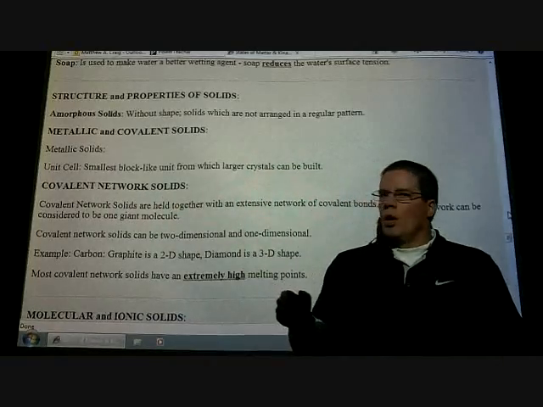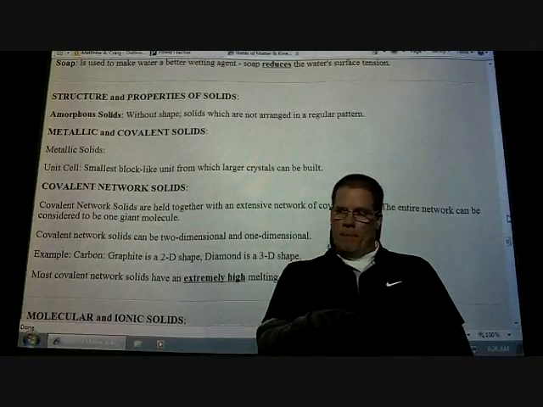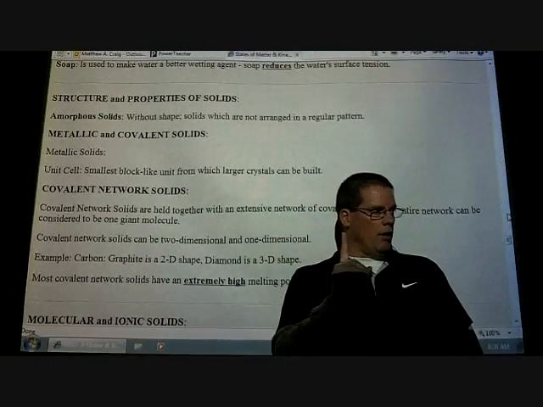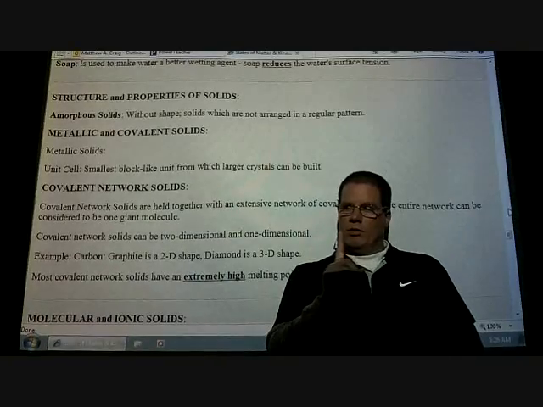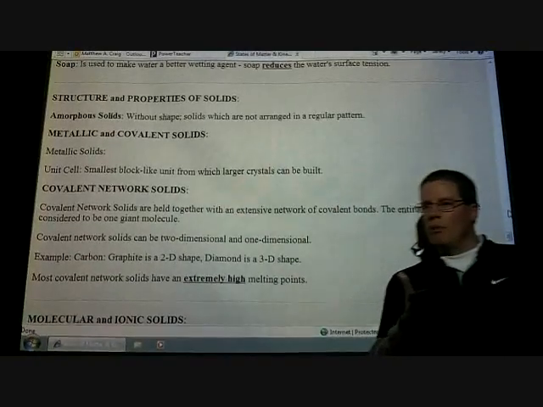Covalent network. This is only nonmetals. When we talk about a covalent network, we're talking about one kind of nonmetal. A good example of a covalent solid is diamond. What are diamonds made up of?